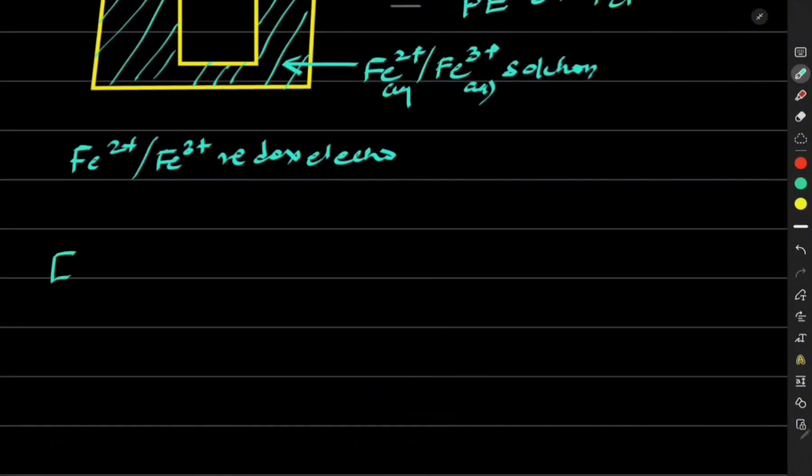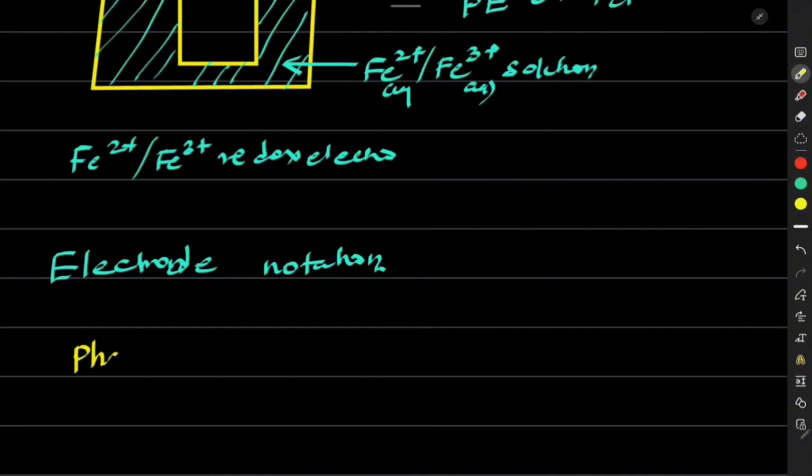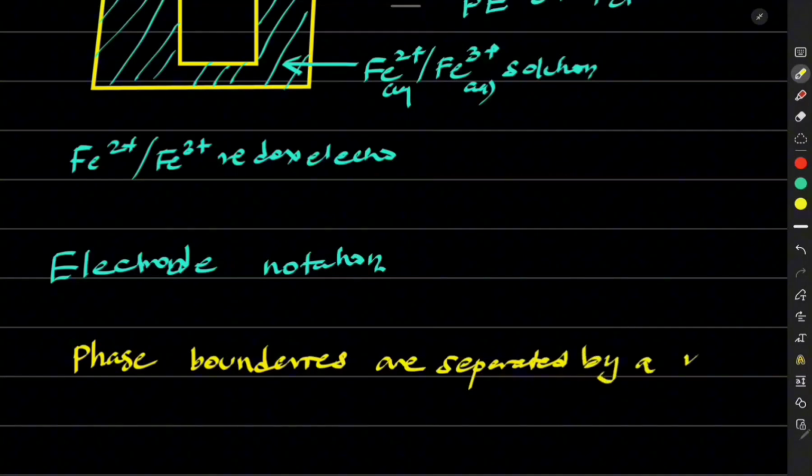Well, there are a few rules in electrode notation. The first rule is phase boundaries are separated by a vertical line.